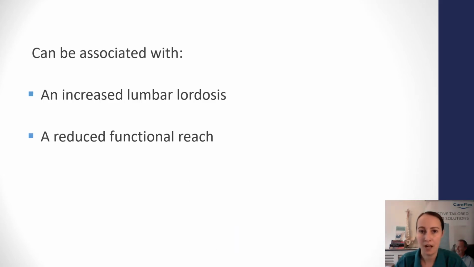An anterior pelvic tilt can be associated with an increased lumbar lordosis, which we will cover in more detail in next week's webinar session when we look at the trunk. The client may also have difficulties with a functional reach if they present with an anterior tilt. So thinking holistically and about improving activities of daily living, it's really key that we try and find a solution for this anterior pelvic tilt in order to encourage independence.